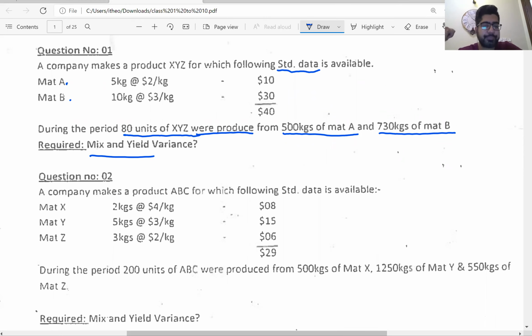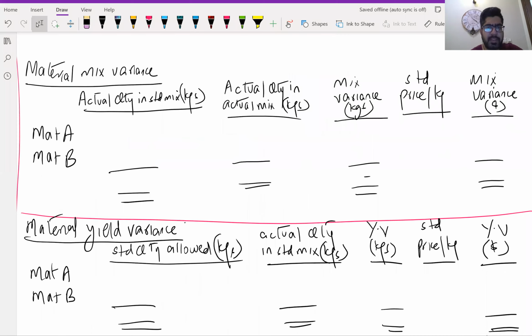For mix and yield variance, you make the format. Material mix variance: 2 materials, 2 rows, actual quantity in standard mix, actual quantity in actual mix, mix variance kgs, price per kg currency. Yield variance: material A, B, standard quantity allowed, actual quantity in standard mix, yield variance kg, standard price per kg currency. I want you to have the question in front of you on WhatsApp, because I won't be able to change the screen now, as I will be concentrating here.